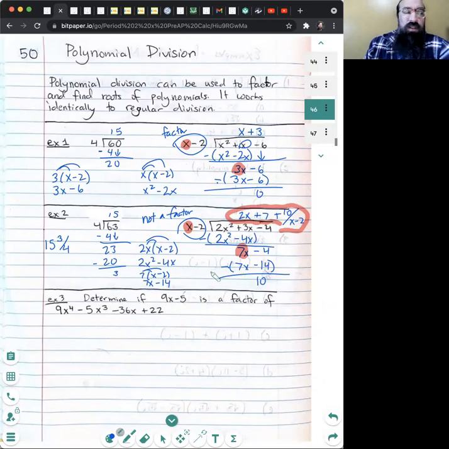The only thing that's different is, obviously it's longer, but just notice 9x to the 4th, 5x cubed, and then a regular x. Man, it seems like something's missing, right? Yeah, there's a 0 kind of in between, right? There's no x squared that's mentioned there, right?